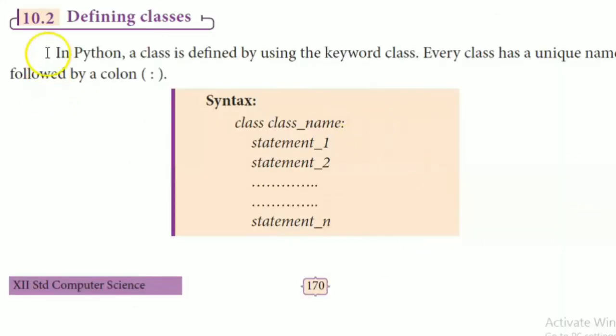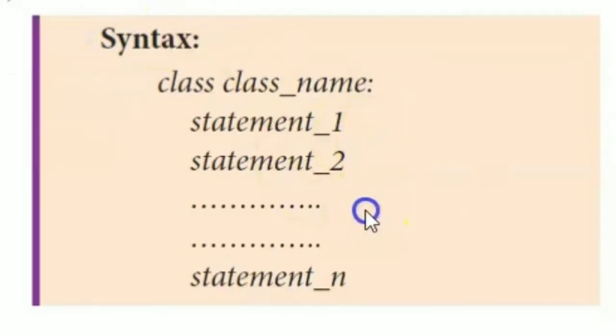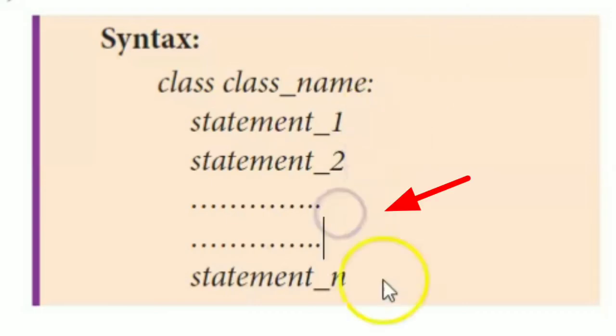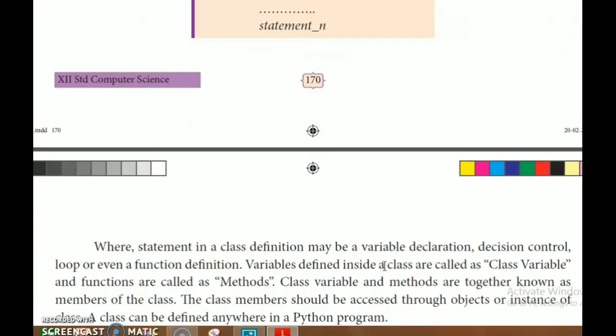This is the syntax for creating a class in Python. Defining a class: in Python, a class is defined by using the keyword class. Every class must have a class name followed by a colon. First write the class keyword, then give a unique name, that is the class name, with a colon, and then the various variables and functions that you are going to define in your class. Now I will show you practically how to create a class in Python.